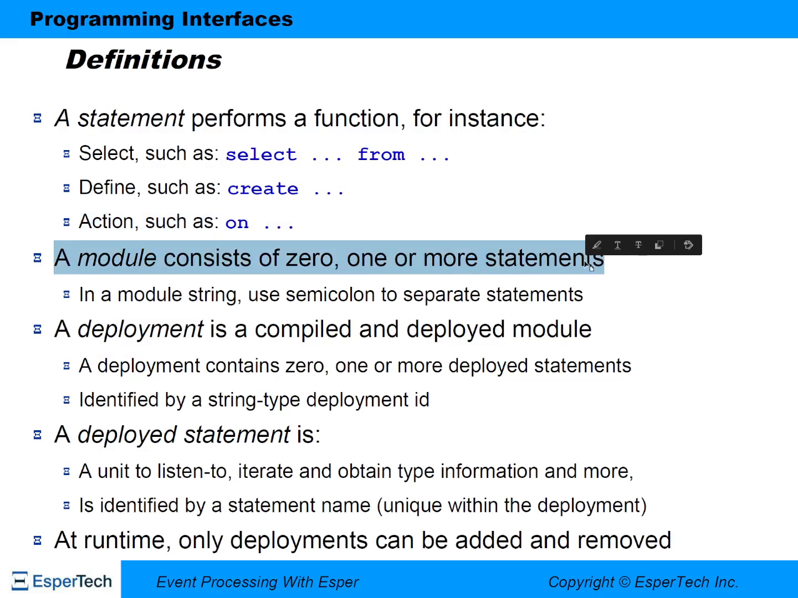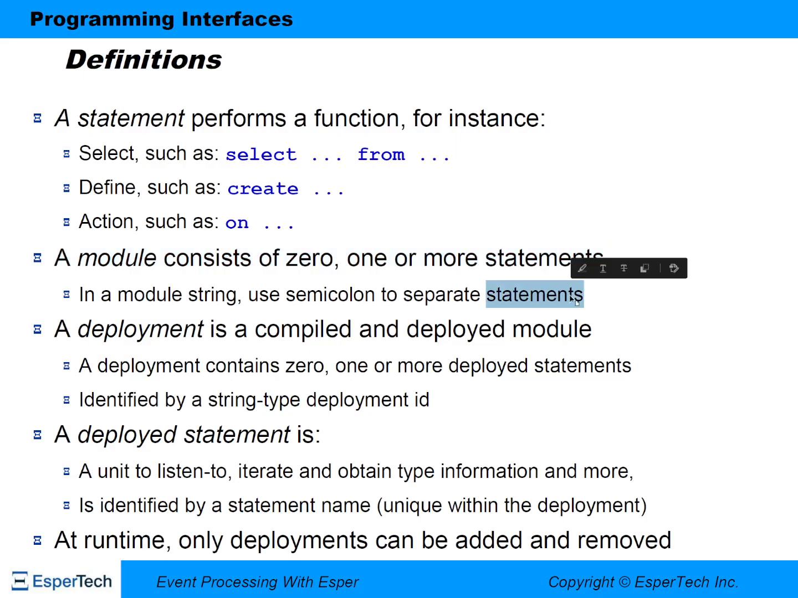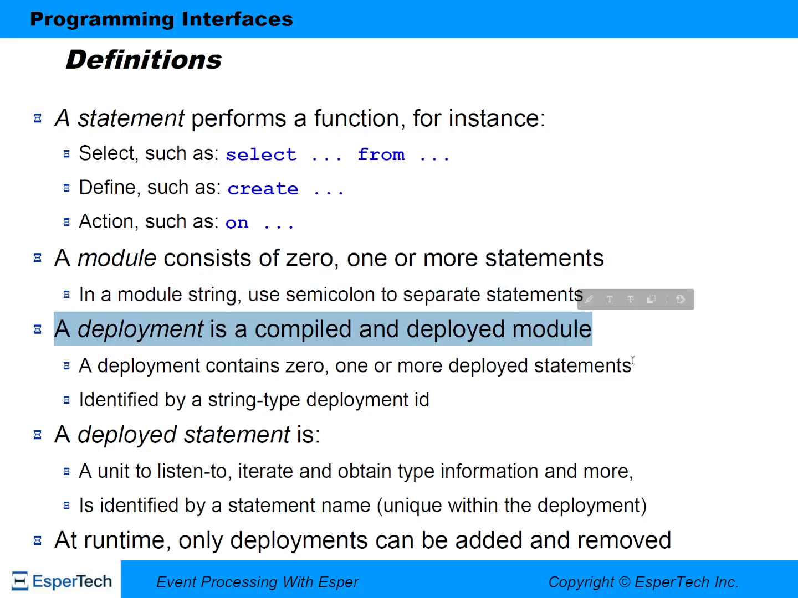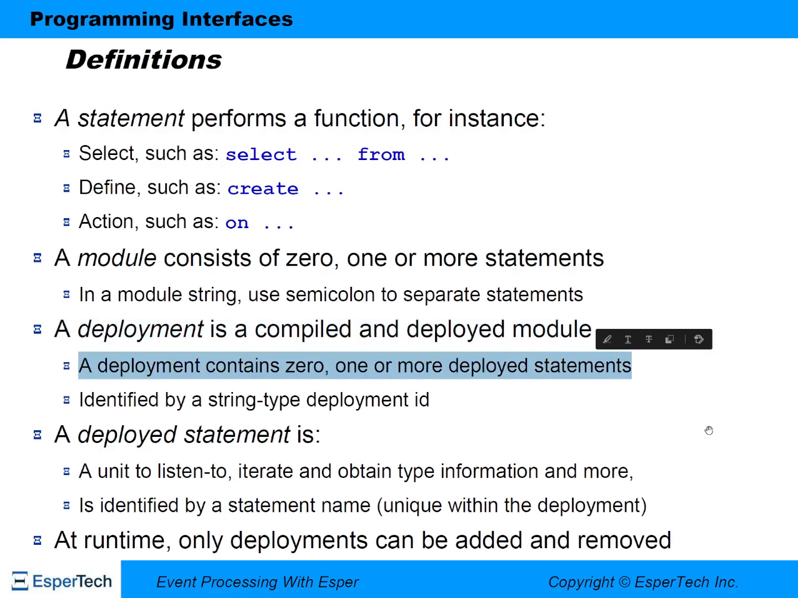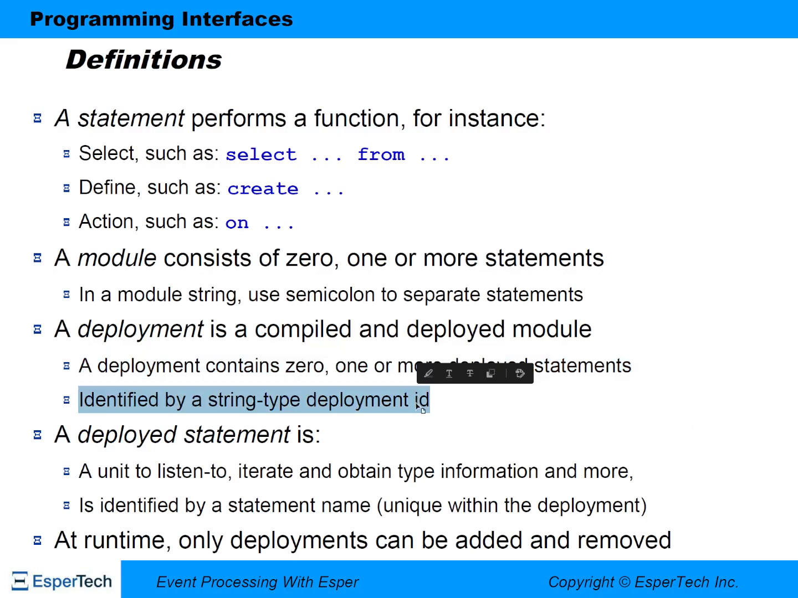A module consists of 0, 1 or more statements. In a module string, use semicolon to separate statements. A deployment is a compiled and deployed module. A deployment contains 0, 1 or more statements. A deployment is identified by a string-type deployment ID.